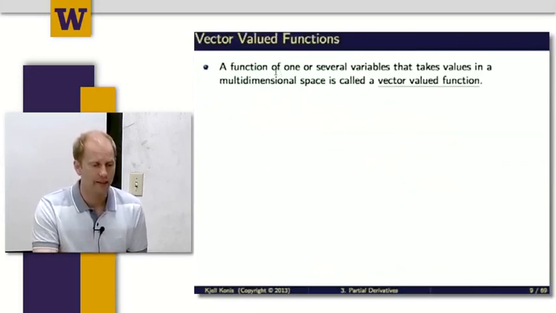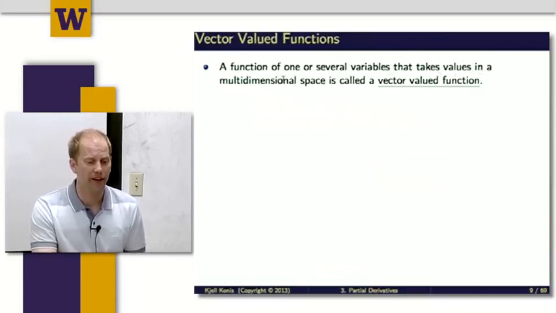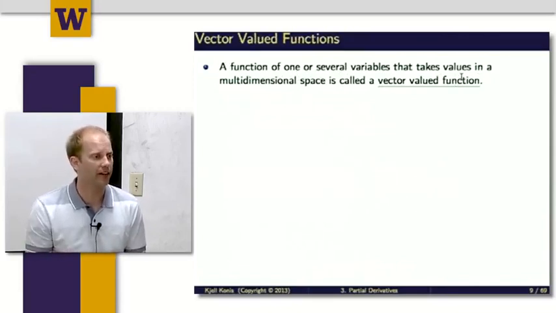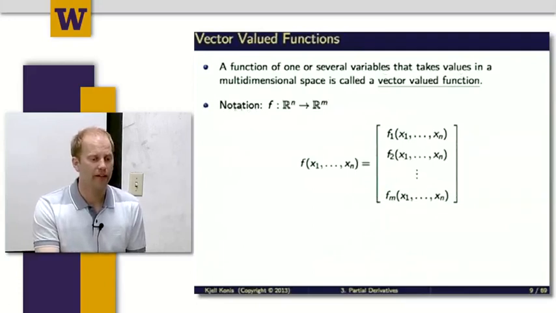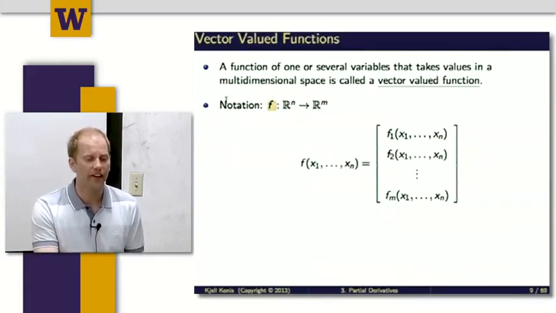And then one last thing that we might have to deal with is a function of one or more variables that takes values in a multidimensional space, which is called a vector-valued function. And so in this case, what I'm after is I have, say, two inputs, and my function gives me two outputs. And so in this case, I'm going to use the notation f from Rn into Rm. And so this just means that f is a function that takes n arguments. So there are n inputs to this function. And then there are m outputs to this function.